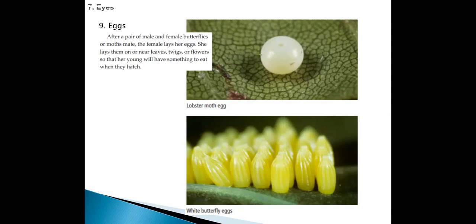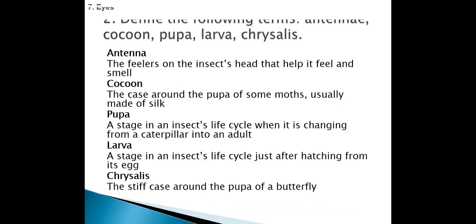The idea is that when the eggs hatch, the larva needs something to eat immediately. When the eggs are hatched, the larva should eat something right away. So the butterfly gives it the surface of a leaf, so that immediately after coming out, it starts eating and starts converting its lifestyle from one stage to the other.